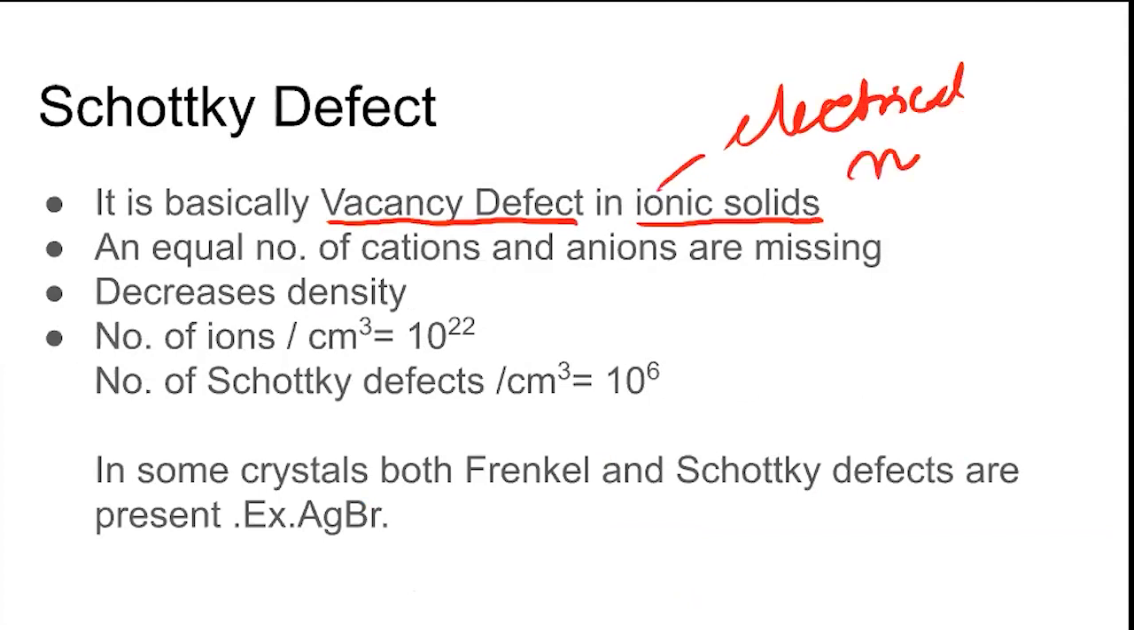In the previous case, there was dislocation of a particle, whereas in this case, equal numbers of cations and anions are missing. So if equal numbers of cations and anions are missing, there is no net subtraction of charge, so the neutrality is maintained.